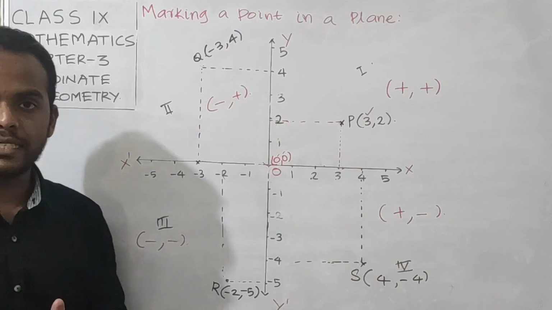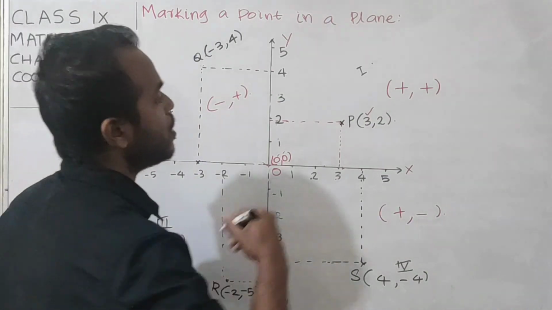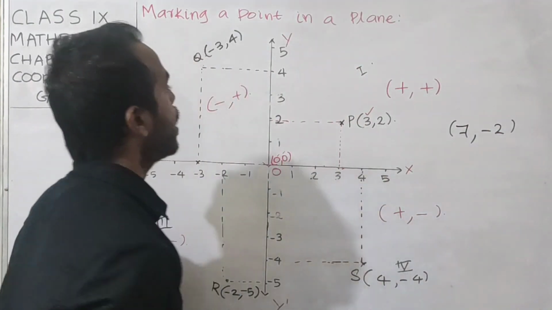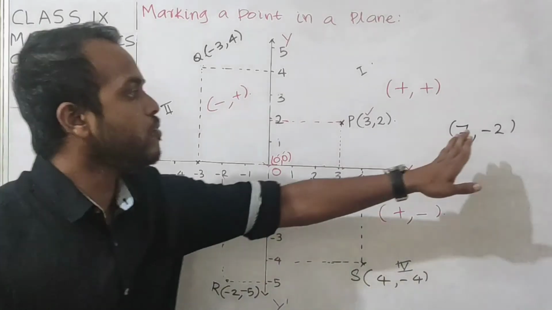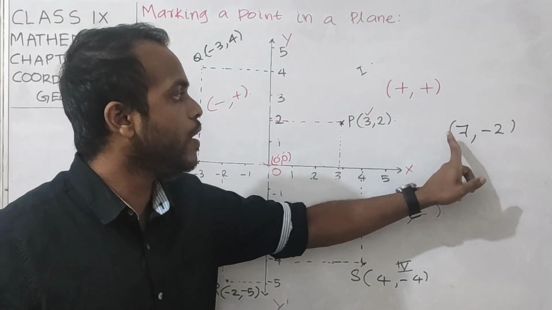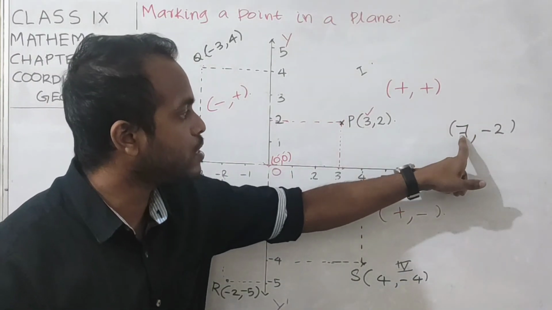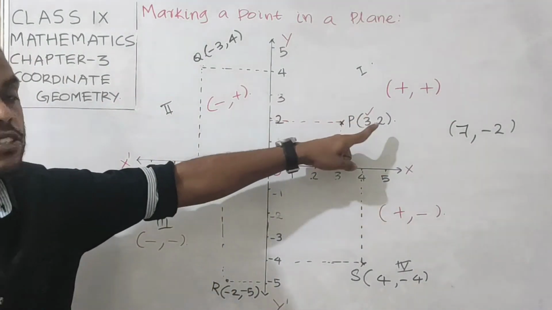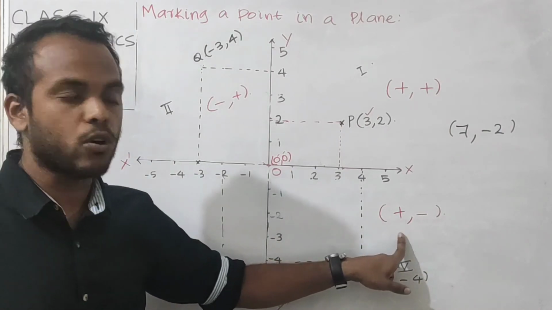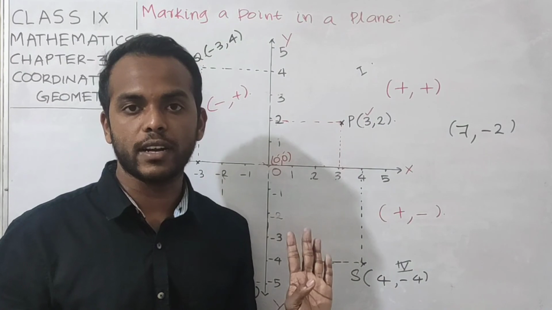Why is it important? In the examination you will be given just a point. For example, you will be given 7, -2, and you will be asked in which quadrant it falls, or in which quadrant this point will be located. It's positive and negative. Which quadrant? Is it first quadrant, second quadrant, third quadrant? Yes, it is in the fourth quadrant. So we can say 7, -2 will be in the fourth quadrant.